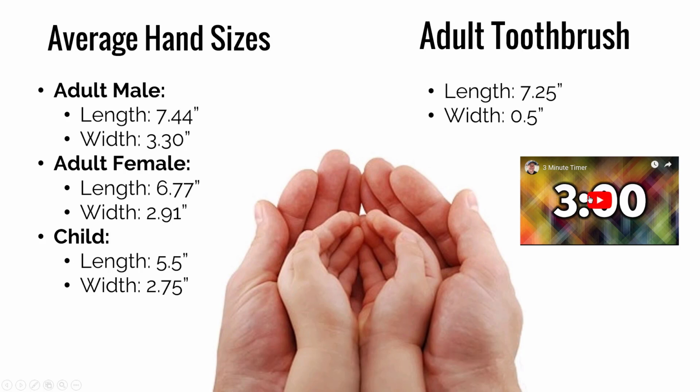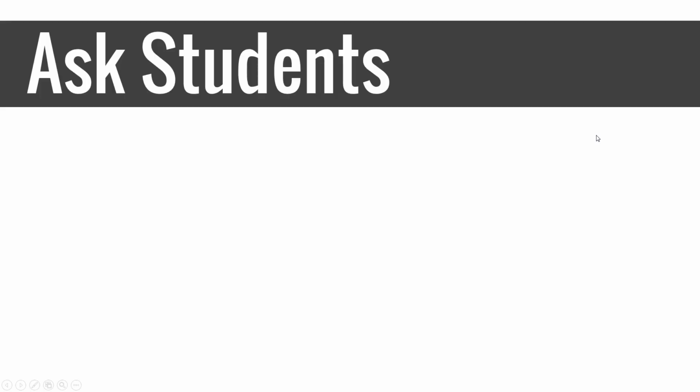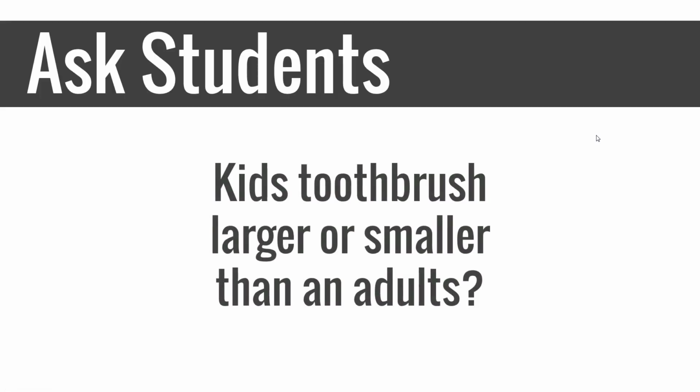Then you'll give your students 3 minutes to go and design their toothbrush, after which you'll ask your students, in your teams, how many of your toothbrushes were larger or smaller than an adult's toothbrush? So you'll have your teams raise their hand if they made a larger toothbrush design, or raise their hand if they made a smaller toothbrush design. And the overwhelming majority, if not all of your teams, will end up making a smaller toothbrush for kids than they would for adults, which is a natural and very logical assumption because kids have smaller hands.